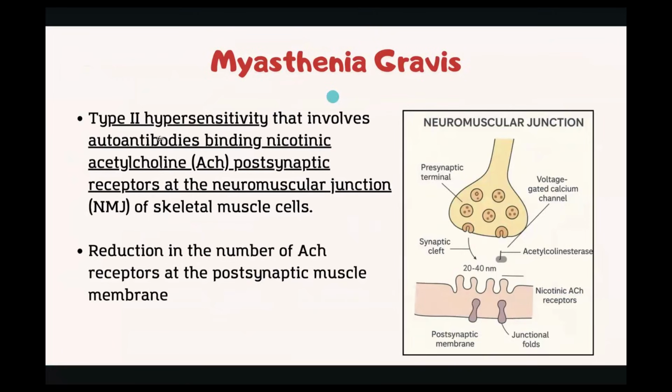This disease is considered a type 2 hypersensitivity, and why is that? It's because the autoantibodies bind the acetylcholine receptors on the skeletal muscles. So when the autoantibodies bind the surface antigen of another cell, this is called a type 2 hypersensitivity. So it involves autoantibodies binding the postsynaptic acetylcholine receptors in the neuromuscular junction. So here is where the receptors should be.